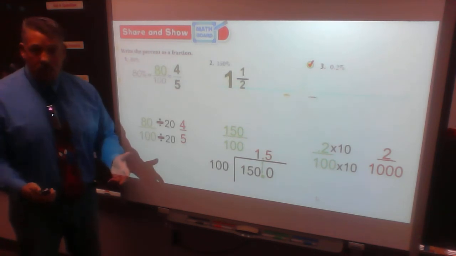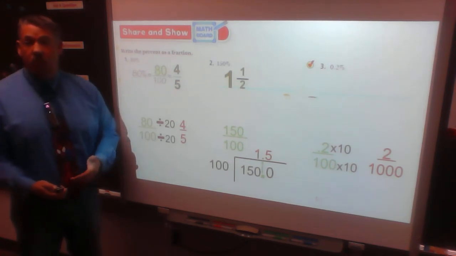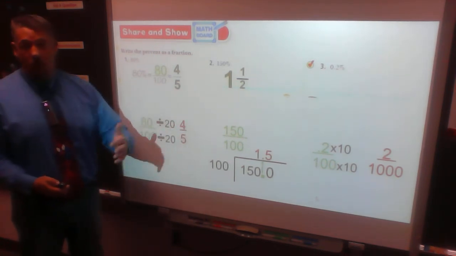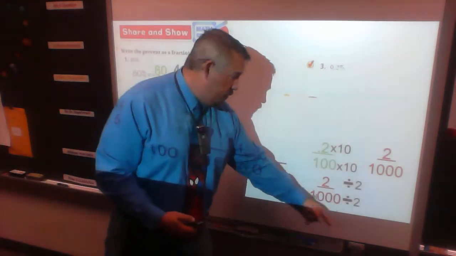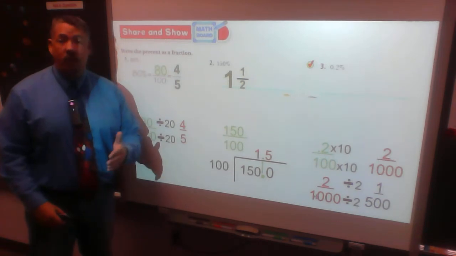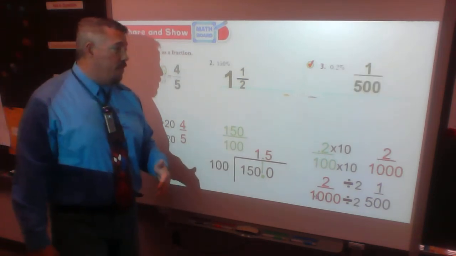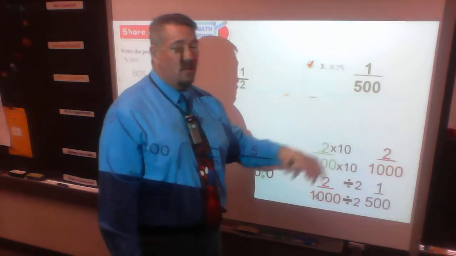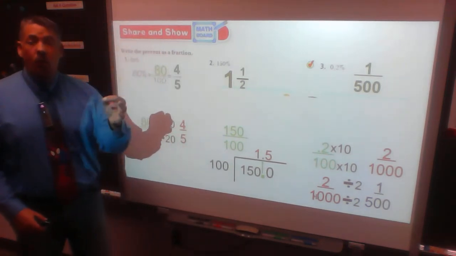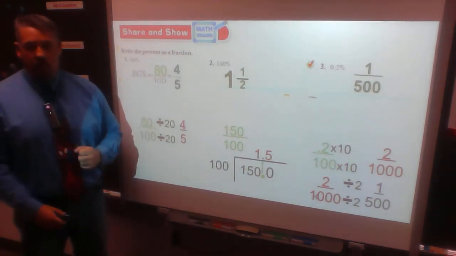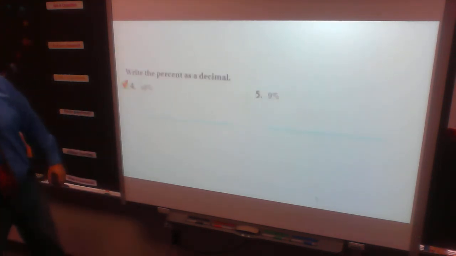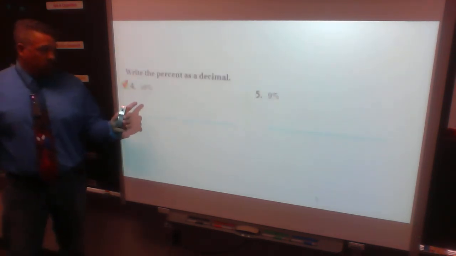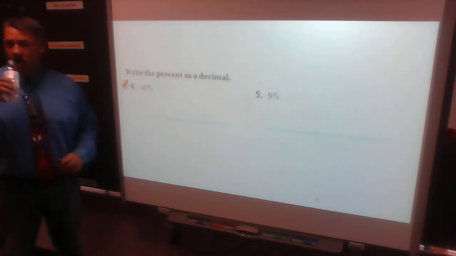2 thousandths has to then be reduced. They're both even. 2 will go into both of them. So if I reduce it, dividing by 2 for both of them, that gives me 1 over 500. So 1/500 is my fraction form of 0.2%. All right, so then the second part of it is looking at the percent and going into a decimal.